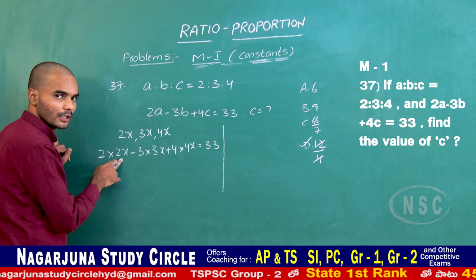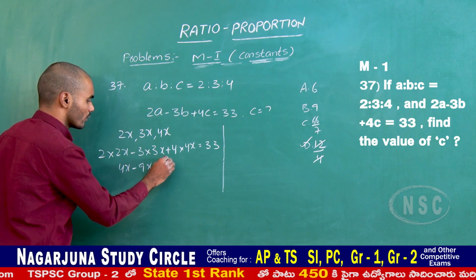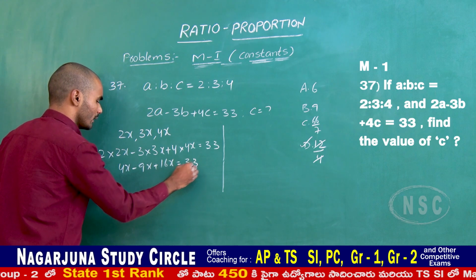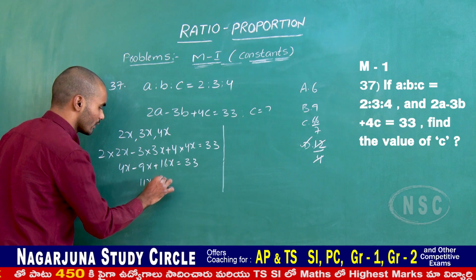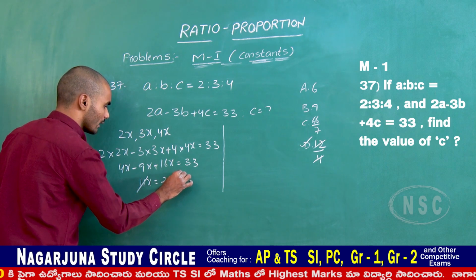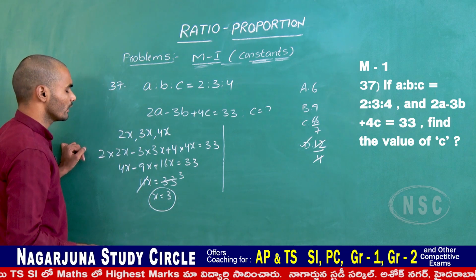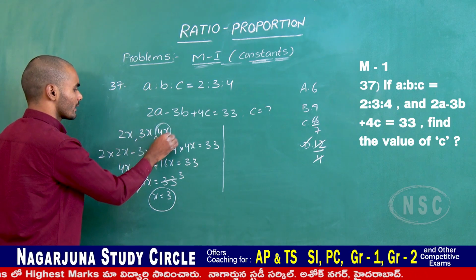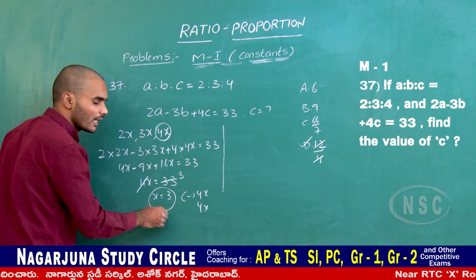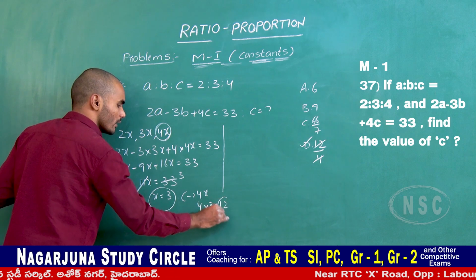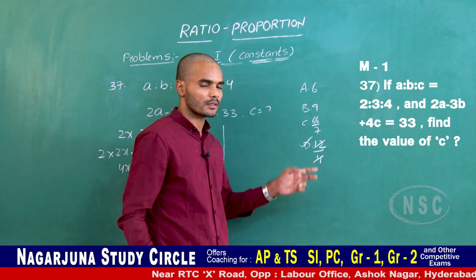2 2s are 4x, minus 9x, plus 4 4s are 16x, equals 33. 16 minus 9 leaves 11x equals 33. 11 3s are 33, so x equals 3. Then the value of C means 4x. 4 multiplied by the x value 3, so 4 3s are 12 is the answer. This is the process for this type of question. This one is the option-wise method, and this is the better way.